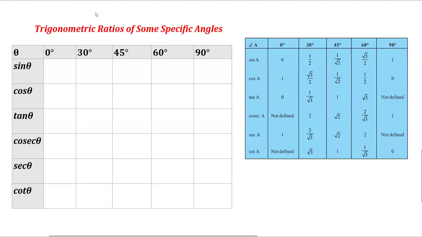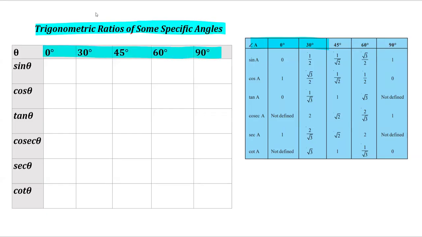In this video, we'll learn a method to make this table, or remember the values of these trigonometric ratios of some specific angles, that is, 0, 30, 45, 60, 90. Well, for making this table, a few things you have to remember.